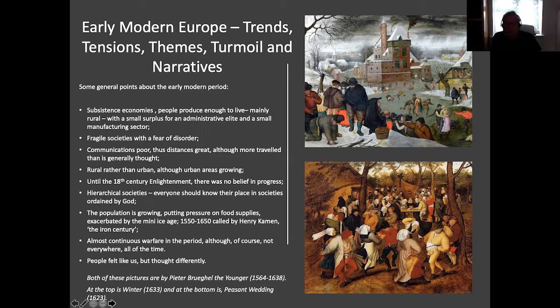He also referred to warfare, there's a lot of it. As I've said, almost continuous warfare in the period. Hardly any year of the early modern period didn't have a war going on somewhere, although not, of course, everywhere. And finally, I wanted to say, people did feel like us, but thought differently. I'll give you some examples in a minute. It's quite difficult to develop an understanding of the way they thought because they did think so very differently from the way we think, but they still felt the same set of emotions.